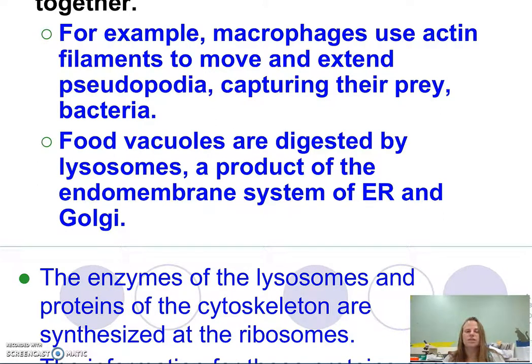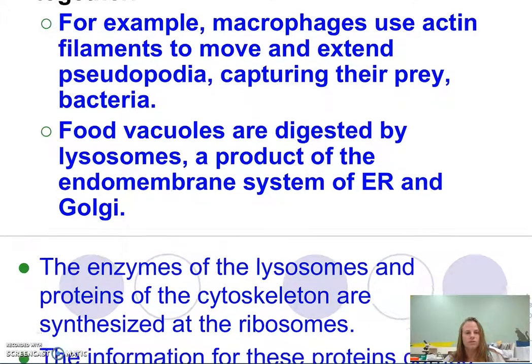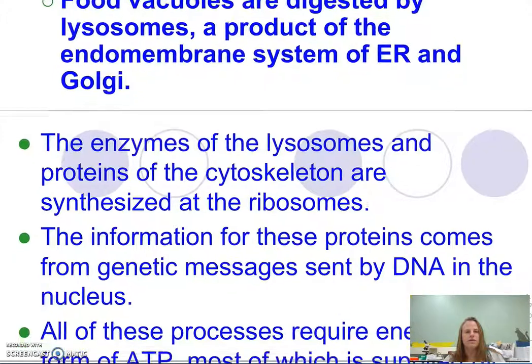which get digested when lysosomes fuse to that food vacuole, well, they are a product of the endomembrane system, right? Because the digestive enzymes, the hydrolytic enzymes that will be found in the lysosomes, are made in ribosomes that are part of the rough ER. And the food vacuole and the lysosomes are going to bud off from the Golgi body or Golgi apparatus.